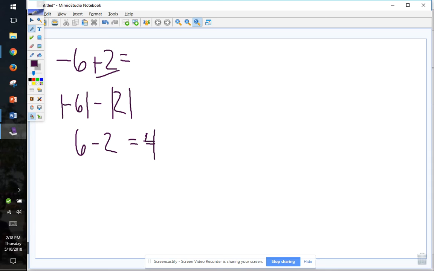Now, to determine whether or not it's a positive or -4, go back to this step. Which number has the greater absolute value? In this case, it's the 6, and use that symbol. Ladies and gentlemen, that's how to add integers.